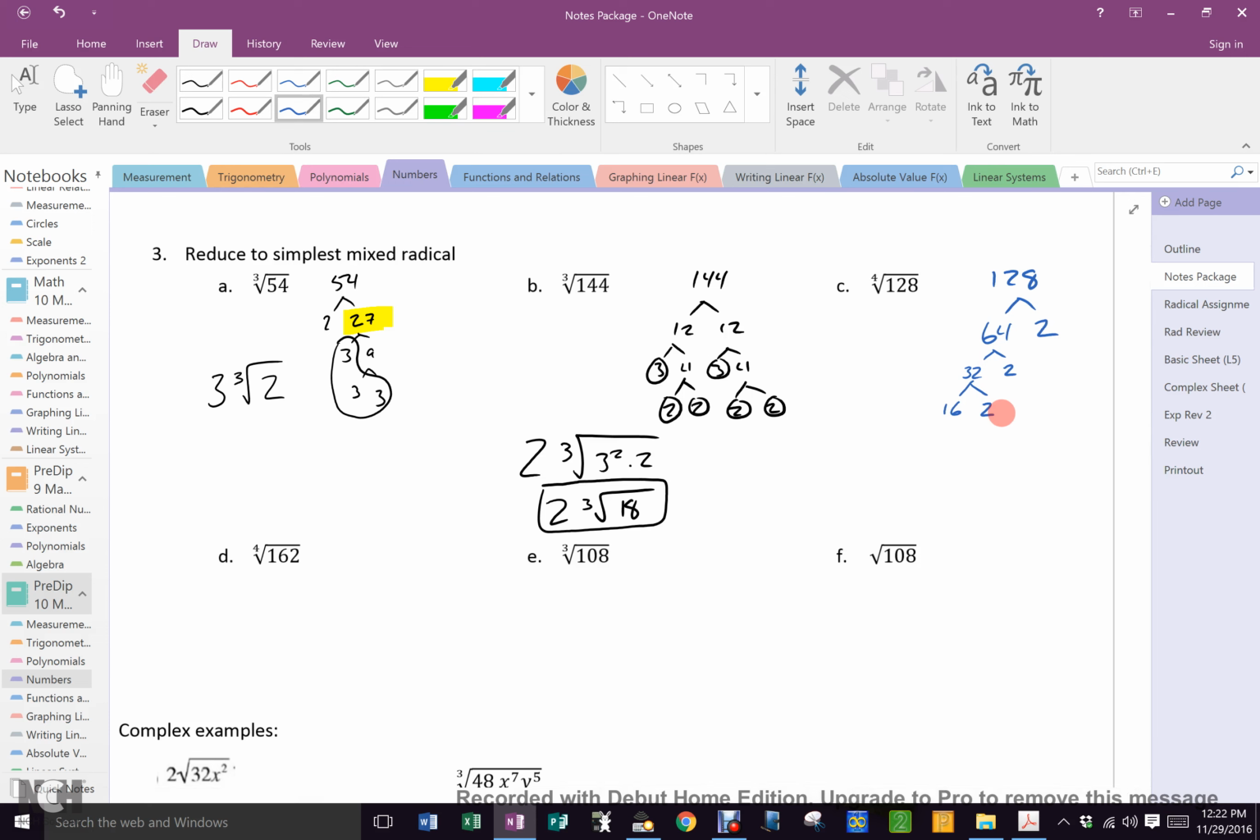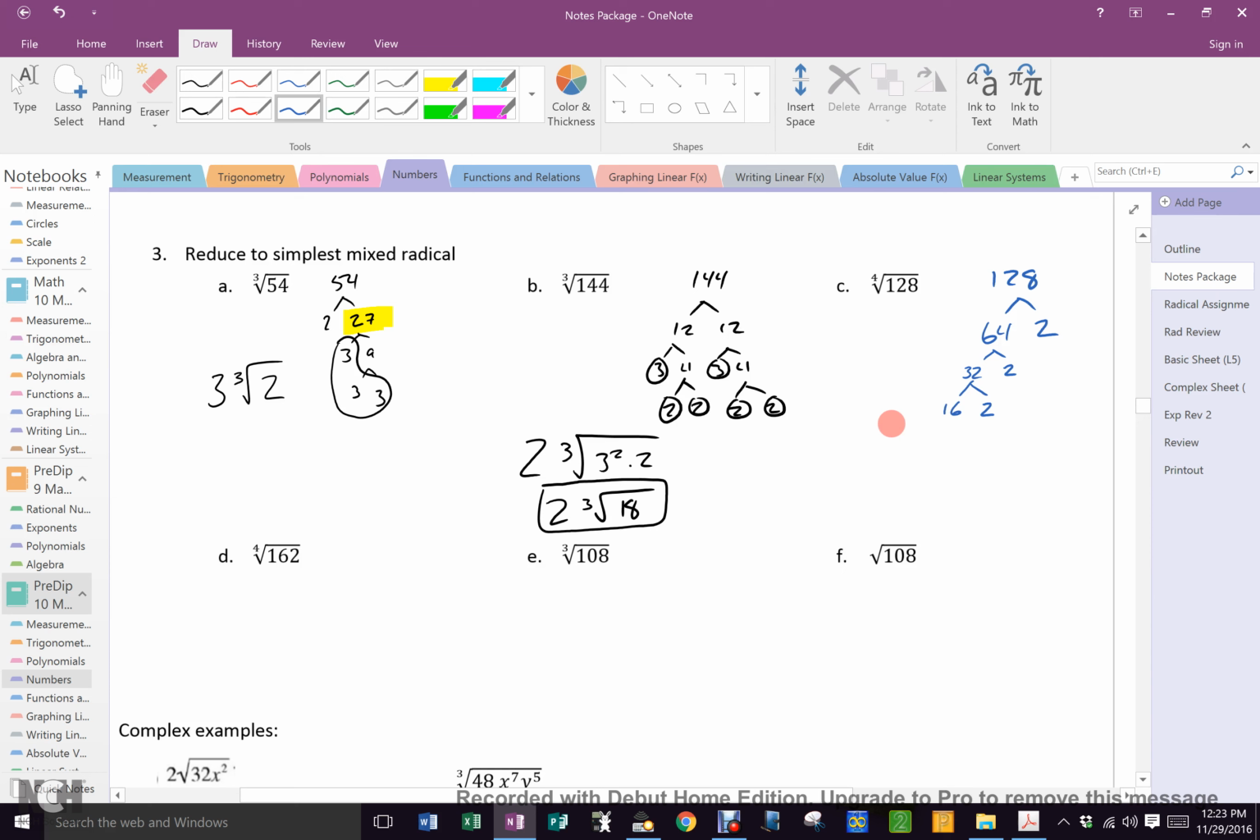I am going to stop my factor tree there. Why? Because 16 has a fourth root of what? 2 times 2 times 2 times 2, right? Why am I able to stop there? Because I've practiced this more than you guys. But if you continue, it's no big deal, right? I'm going to stop there because I know 16 has a fourth root.